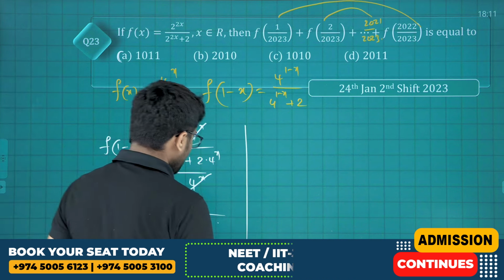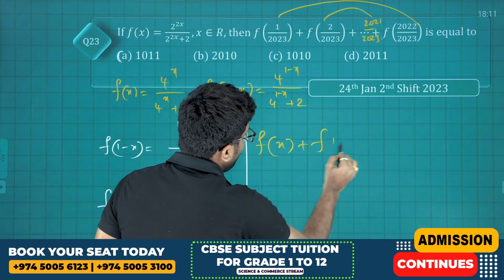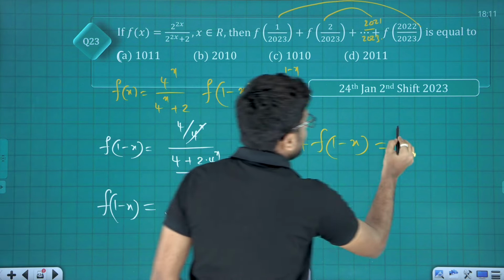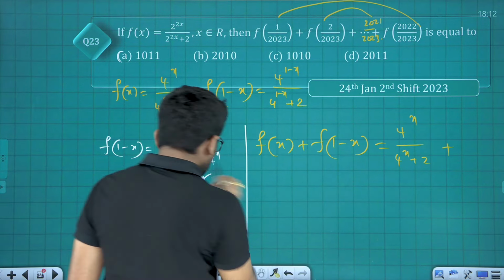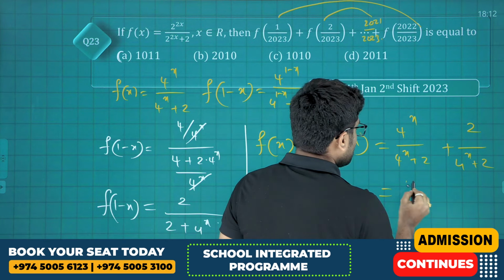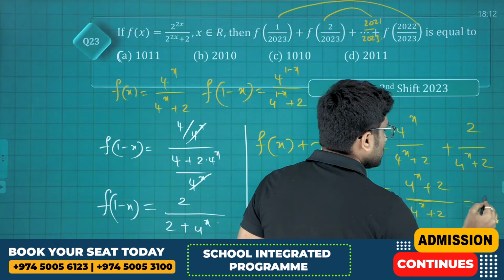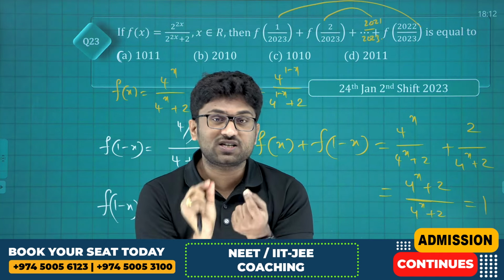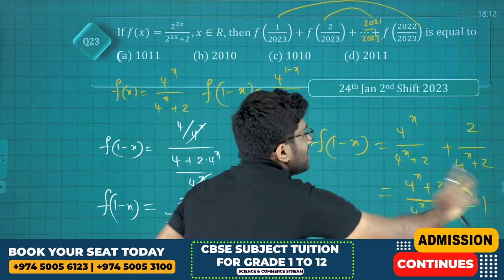So clearly friends, if you see this, f of x plus f of 1 minus x is equal to 4 power x by 4 power x plus 2, plus 2 by 4 power x plus 2. So this is 4 power x plus 2 divided by 4 power x plus 2, which is equal to 1. That means whenever you add two functions such that their input sum is 1, you will be getting the result as 1.